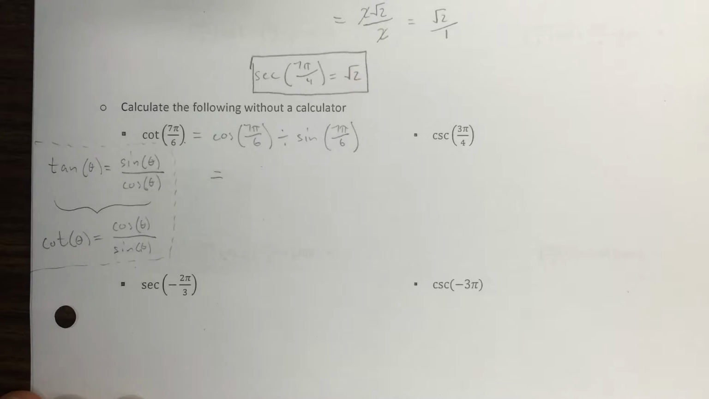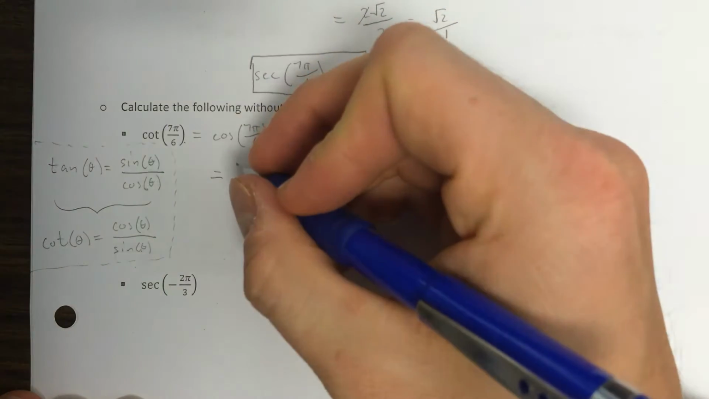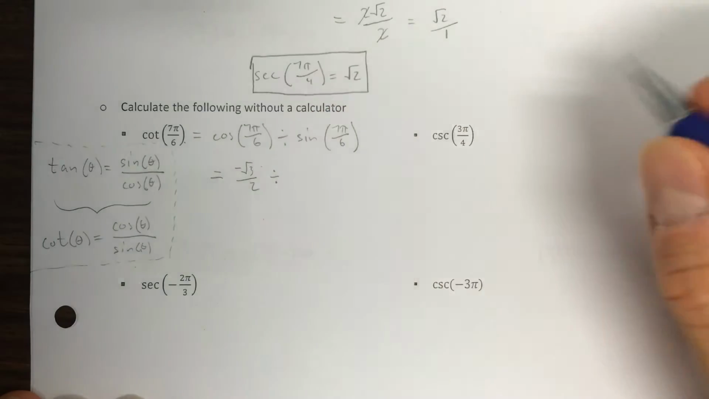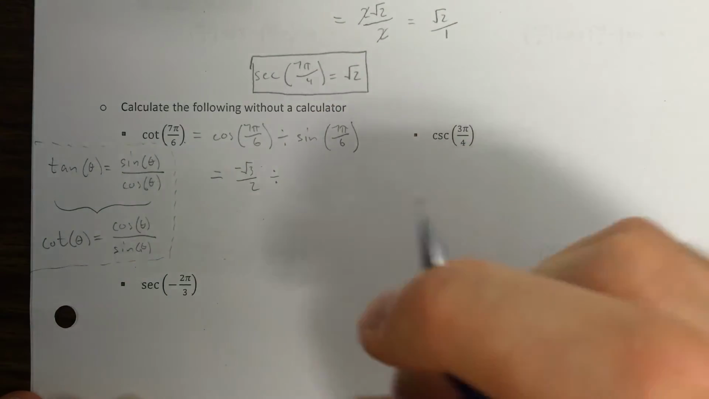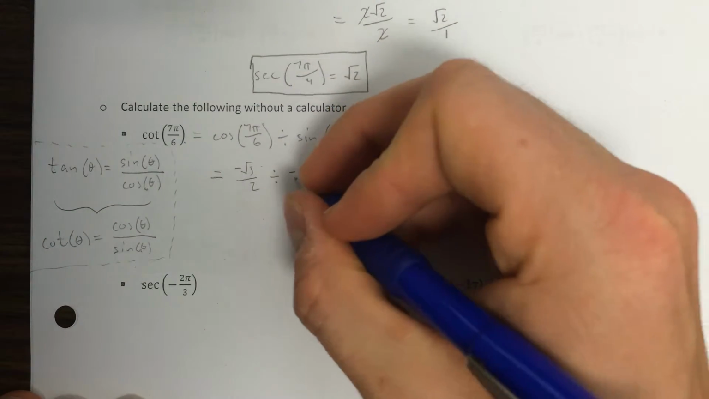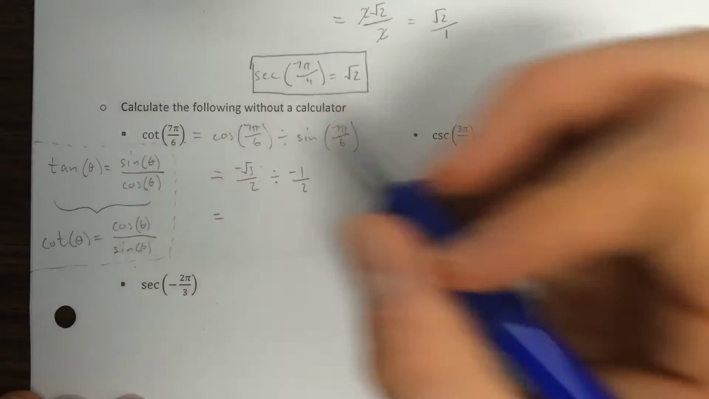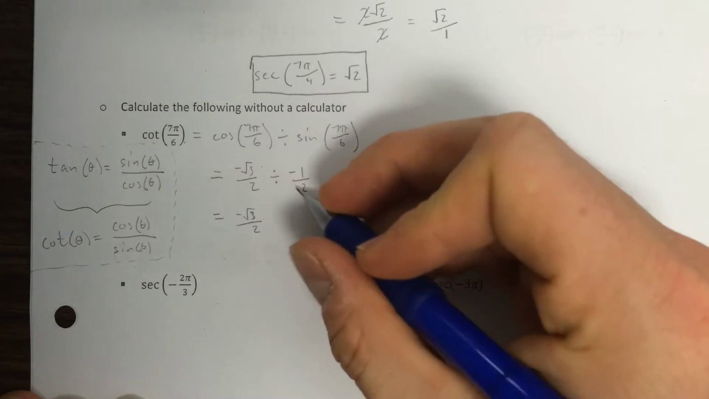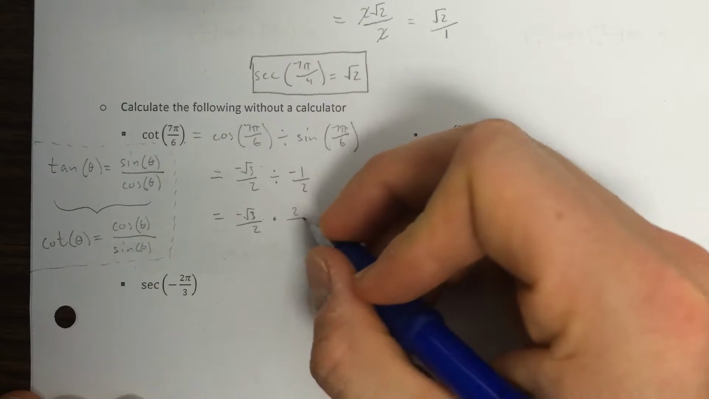Cosine of 7 pi over 6, if we look at that on our unit circle, would be negative square root of 3 over 2. We're dividing by sine of 7 pi over 6, which would be negative 1/2. And in order to divide fractions, we multiply by the reciprocal.